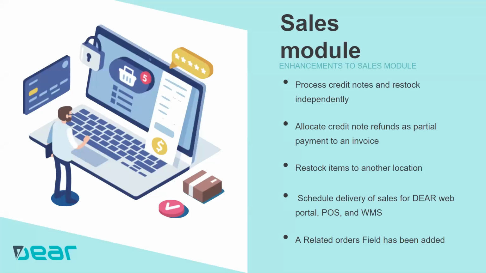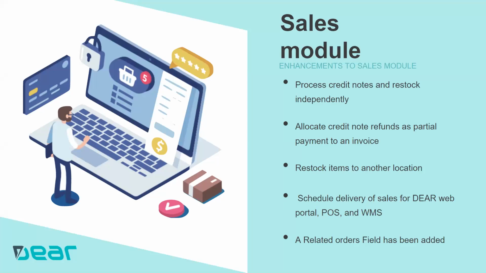Now let's talk about the sales module. The sales module has had a few enhancements come through that you might not be aware of. One of them is processing credit notes and restocking independently. Previously, the credit notes and restock tabs were joined. Now, since the release, they have been separated, so either can be processed independently in any order. You don't necessarily have to follow the same order.